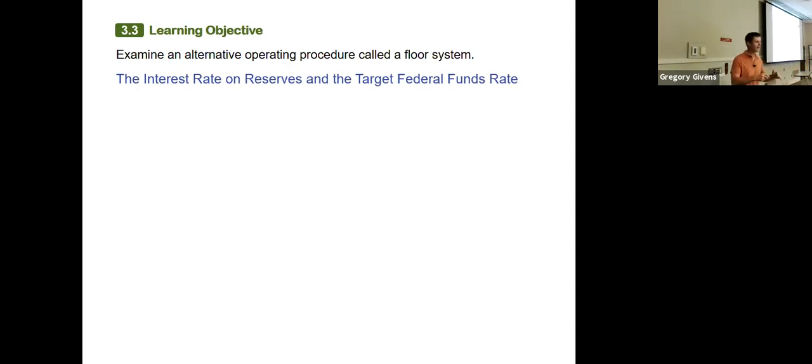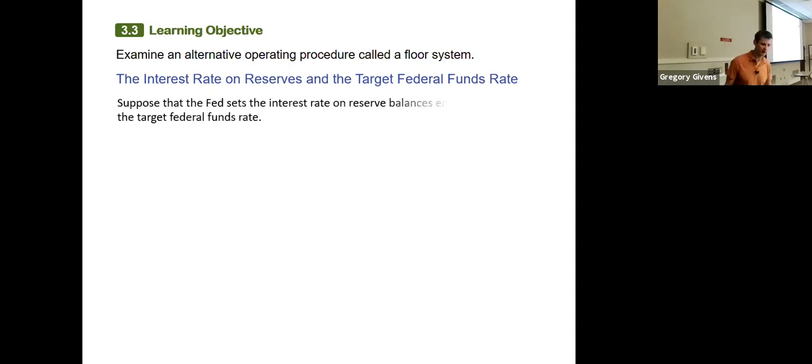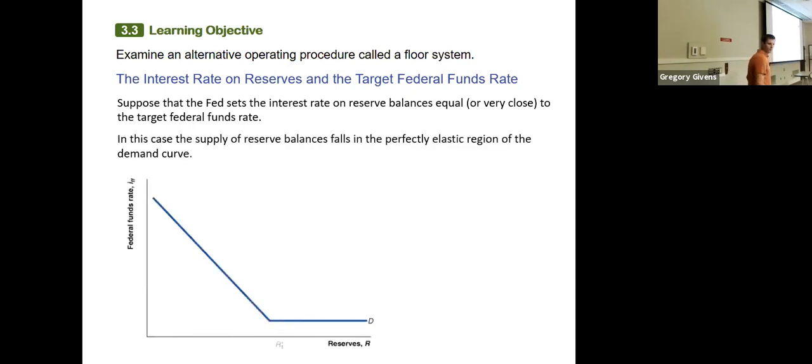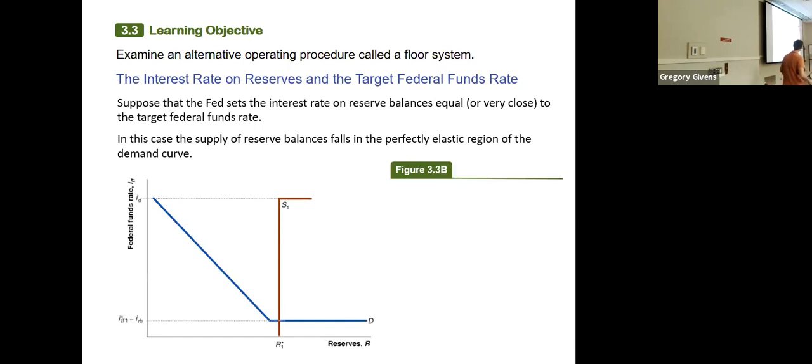What I want to do for the last 30 minutes of class today is talk about how these changes can manifest themselves in our supply and demand model for bank reserves, and how we can use it to analyze how monetary policy is set in what's called a floor system. This is now the way policy is being conducted today. Okay, so let's start with our basic supply and demand model for bank reserves.